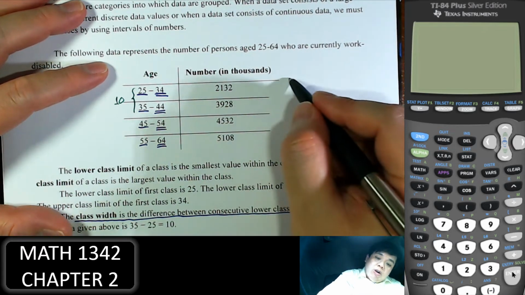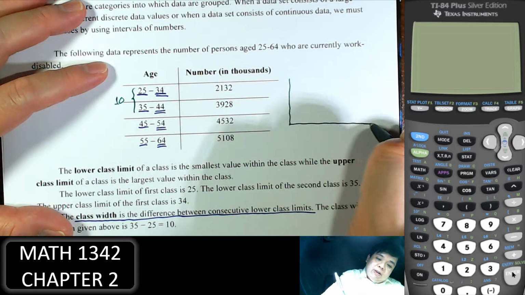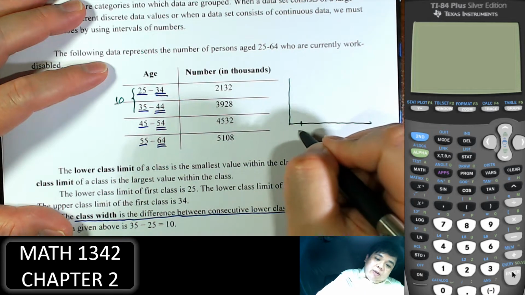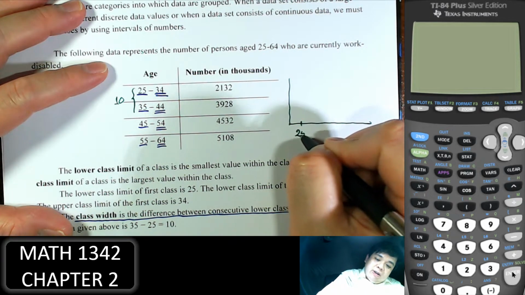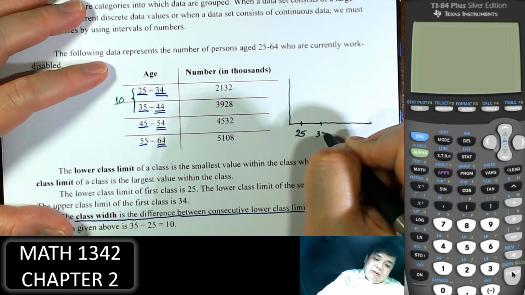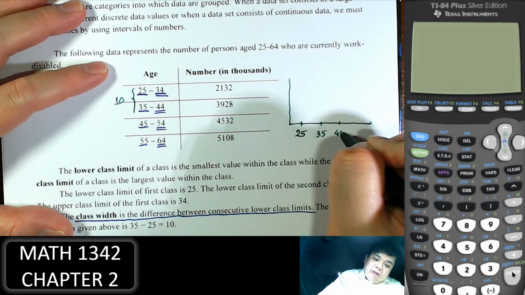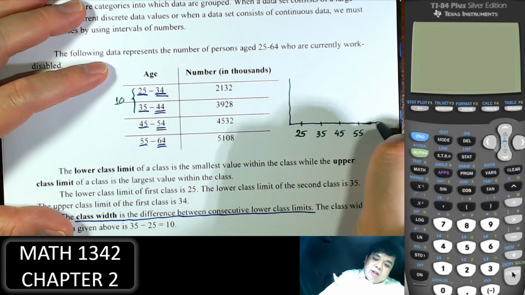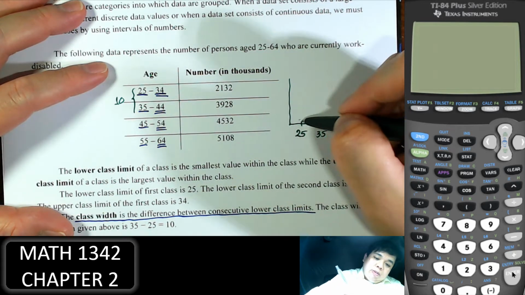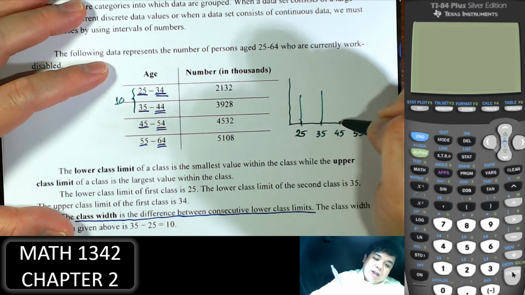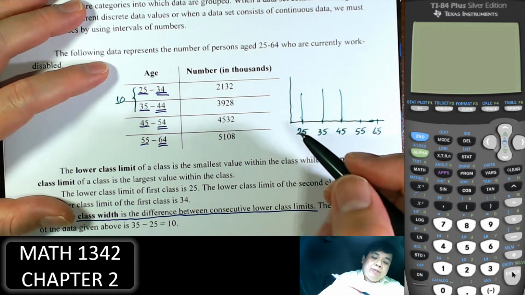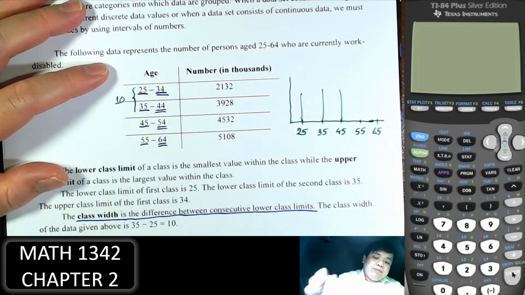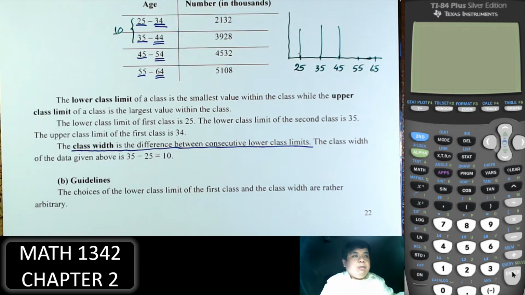So when we draw the graph, we have 25, 35, 45, and 55, of course 65. So the columns will go like this. There will be no space in between. Right.